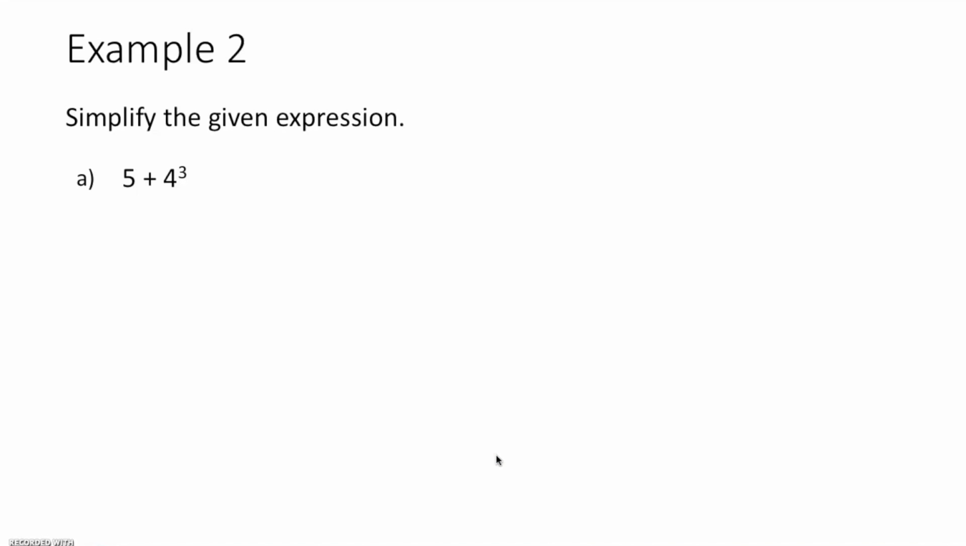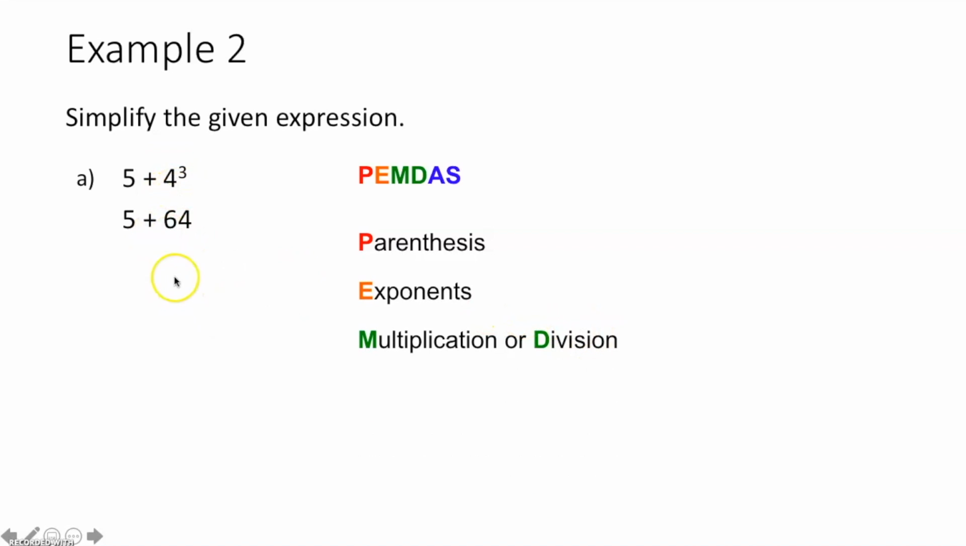The rules for simplifying expressions, we follow PEMDAS: parentheses or grouping symbols, exponents, multiplication or division, and addition or subtraction. So let's start. Parentheses. Are there any parentheses? No. So we skip. We go to exponents. Are there any exponents? Yes, there's 4 raised to the 3rd power. What's 4 to the 3rd power? 64. Next, is there any multiplication or division? No. Is there any addition or subtraction? Yes, there's addition. So we go 5 plus 64, and we get 69. And we're done. Let's try that again.